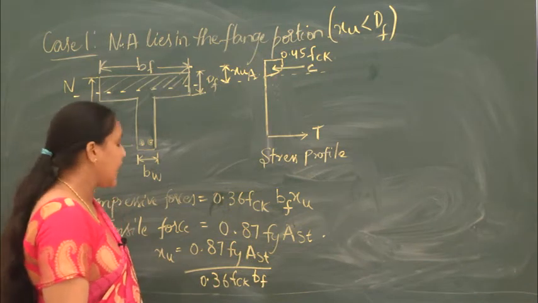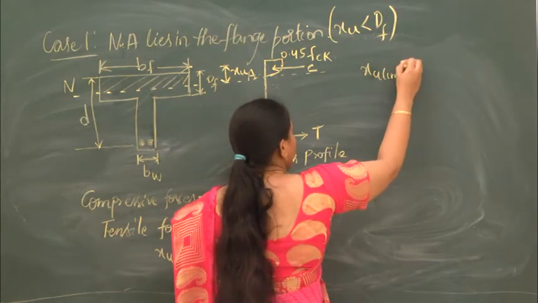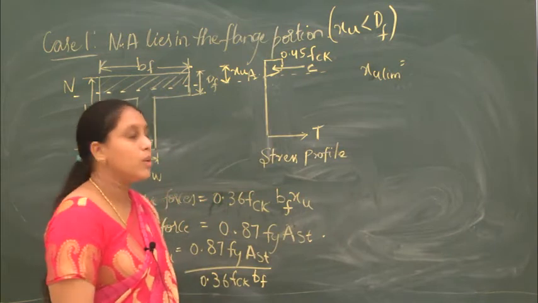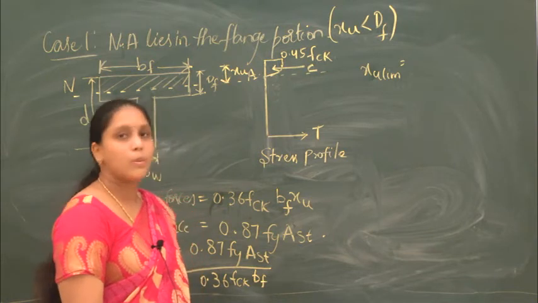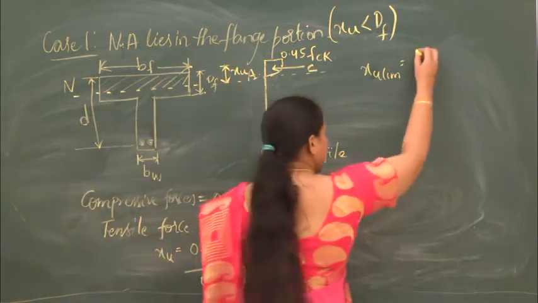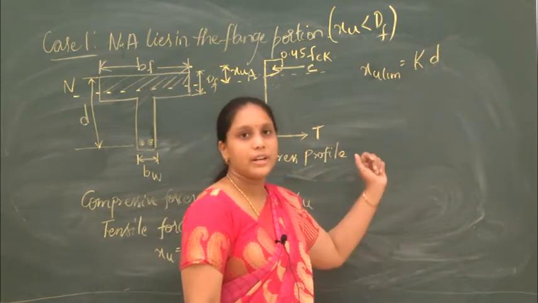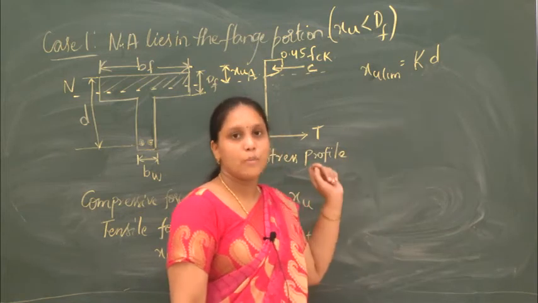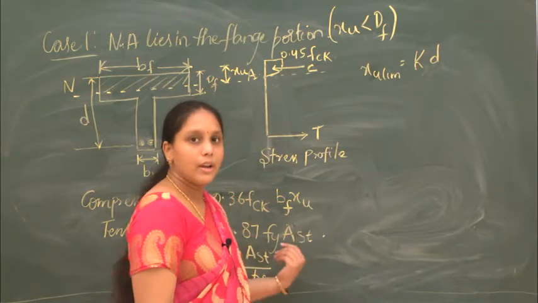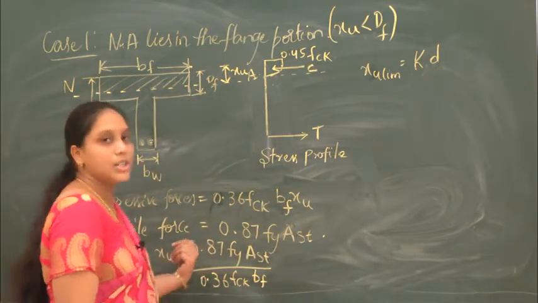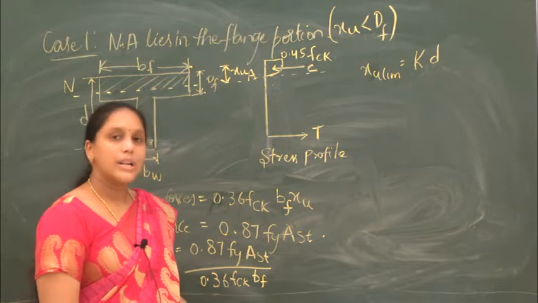After calculating the xu, you have to calculate the xu limit. The xu limit value will vary based on the grade of the steel. For different grades of steel, the xu limit value is going to change. For that I am writing a constant k here, k into d. If it is Fe 250, it will be 0.53 d. For Fe 415, k will be 0.48, and if it is Fe 500, k will be 0.46. So you will find out xu from this particular equation and xu limit from the values which we have already learned.